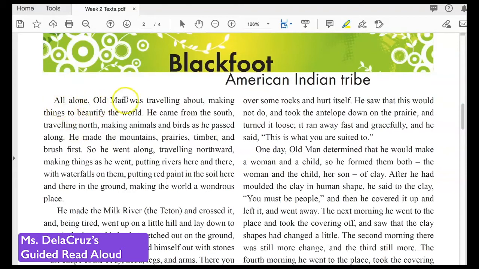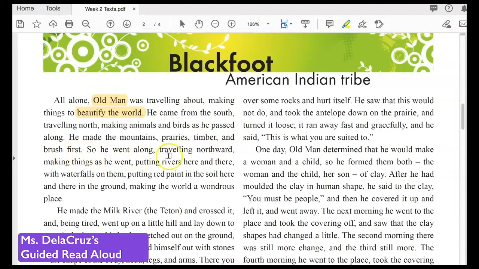All alone, Old Man was traveling about, making things to beautify the world. So in the first line, we know our creator is the Old Man, and his intention is to beautify the world. He came from the south, traveling north, making animals and birds as he passed along. He made the mountains, prairies, timber, and brush first.